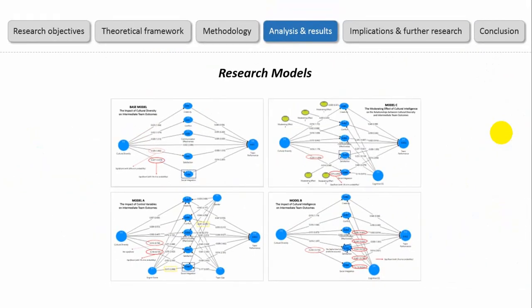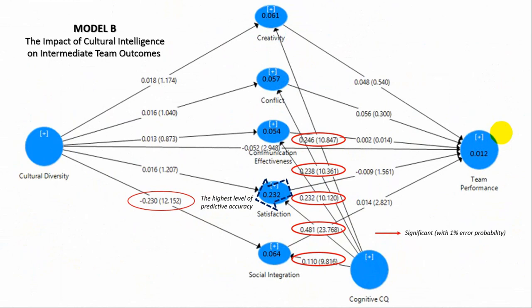Model B illustrates the direct influence of two exogenous variables, including cultural diversity and cultural intelligence, on 5 intermediate team outcomes. As can be seen from the rather good path coefficients and the t-values, cultural intelligence has the strongest positive impact on satisfaction, which we believe indicates team members' enthusiasm to work in multicultural settings. But it also has a very strong positive relationship to creativity, conflict, communication effectiveness, and social integration, which we relate to the nature of CQ, as it aims to facilitate knowledge sharing, openness, and willingness to listen and to understand how others think and communicate.